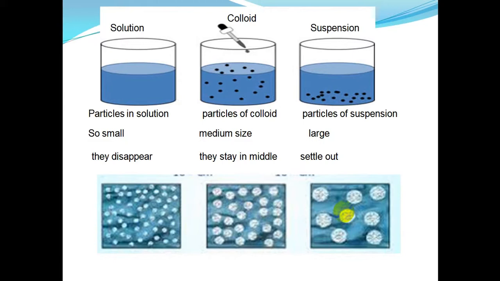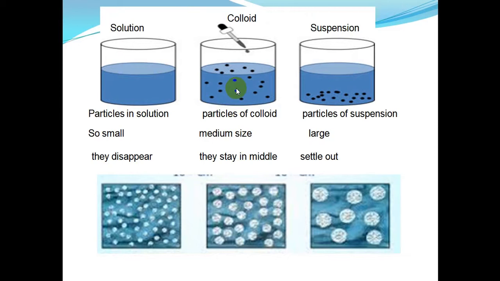We have three types of mixtures: solutions, colloids, suspensions. In the solution, particles are so small. Look, you cannot see them. This is not pure water. This is water and it has something else. But the particles are very small, like salt and sugar, so they disappear. You don't see them because they are very, very small. But you can see them with a microscope, but with your eyes you cannot see them.